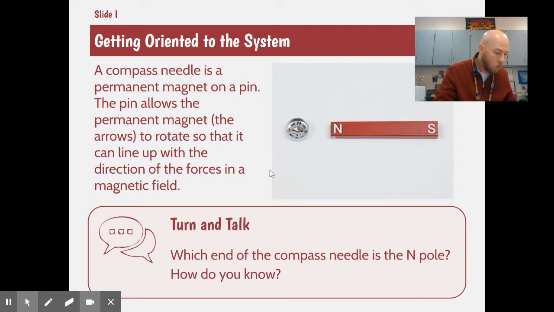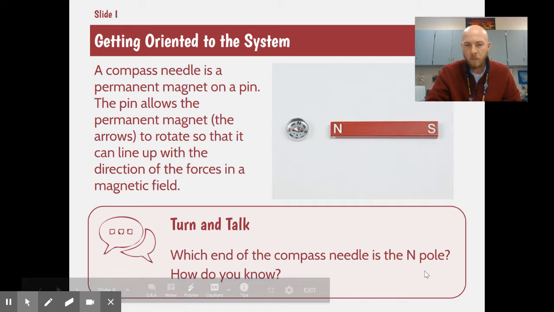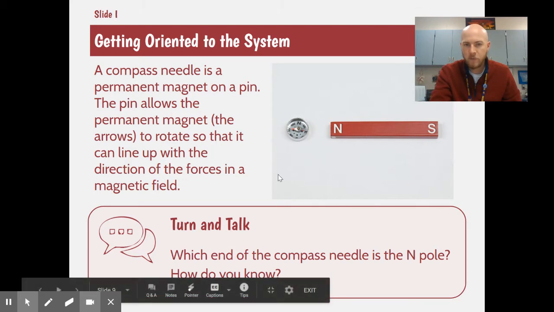Now, real quick, I want you to think about this question, and I'm going to put it as a question into our Edpuzzle: which end of the compass needle is the North Pole, and how do you know? Looking at this compass right here, which end is the North Pole, and how do you know?